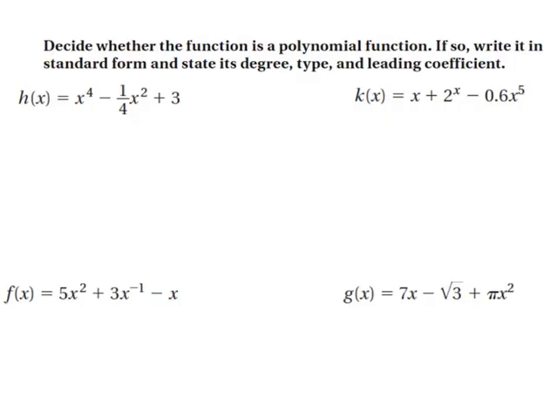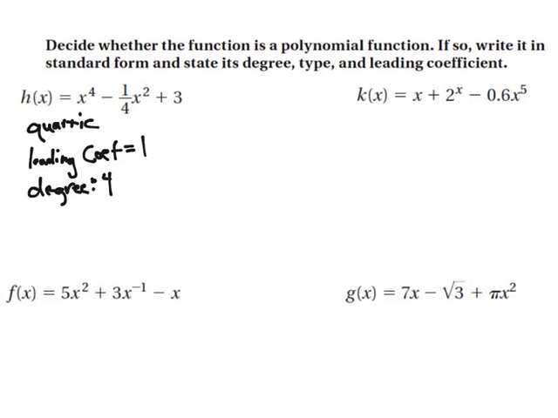Decide whether the function is a polynomial function. If so, write it in standard form and state its degree, type, and leading coefficient. So first, this is written in order. It is a quartic. The leading coefficient is right there. It's 1. The degree is 4. And then the type, we already said that. It is in standard form because it is from greatest degree to least.